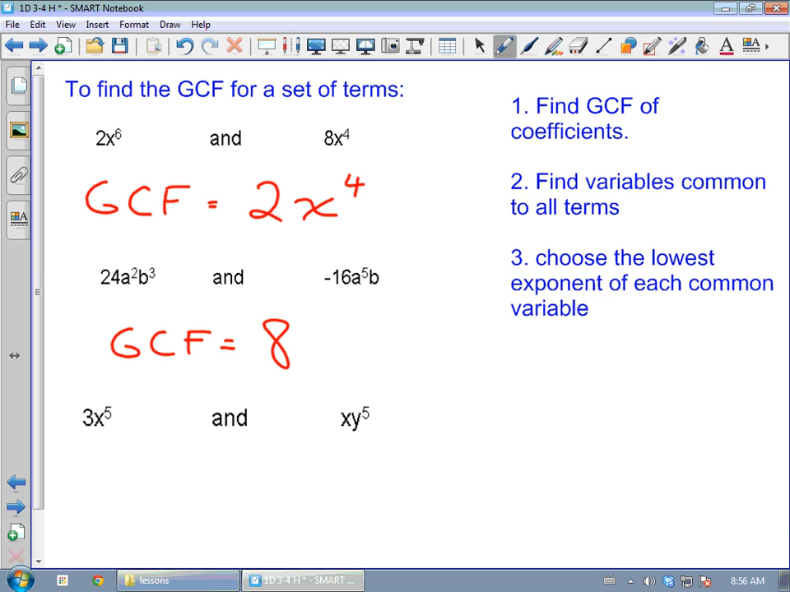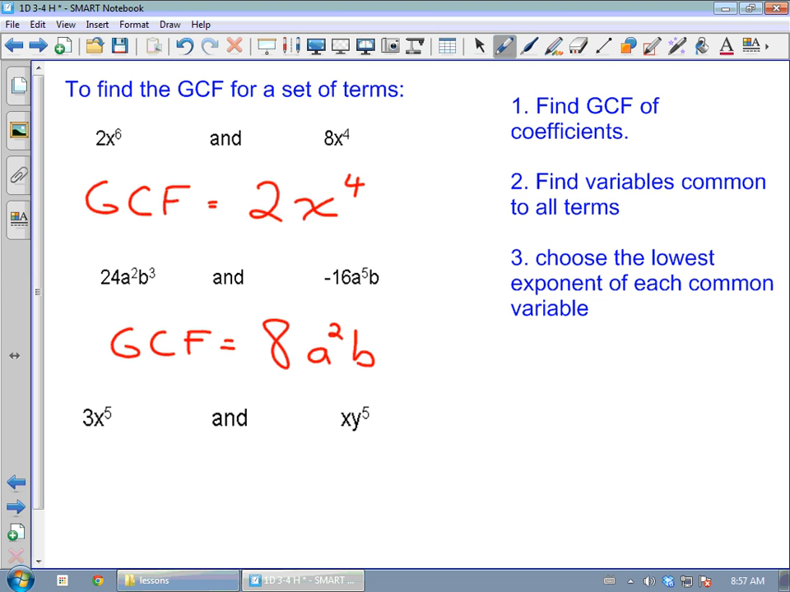That's from the coefficients. Are there any variables that are common to both of those terms? What do you think? Emily. A and B are both common. So my greatest common factor has to have both A and B in it. Got an A and a B, an A and a B. For each of these, I'm going to choose the lowest exponent of each of these common variables. So I look at my A's. I've got an A squared and I've got an A to the 5th. What exponent is going to be in my common factor, Sandella? It's going to be squared because that's the lowest one.